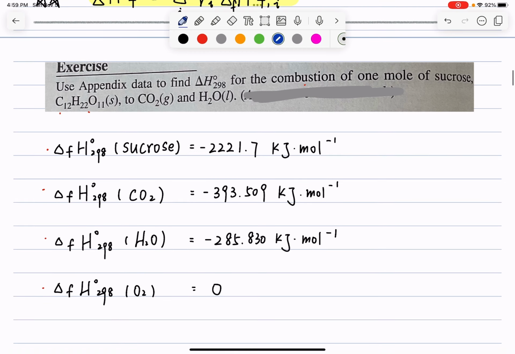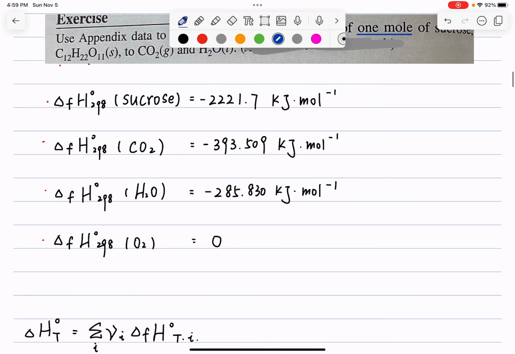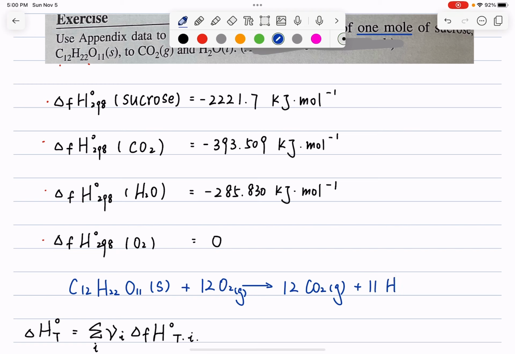Now, first of all, we need to write a balanced chemical reaction for 1 mole of sucrose to burn with oxygen. So we can write that as C12H22O11, which is a solid, plus 12 O2 goes to 12 CO2 gas plus 11 H2O liquid.